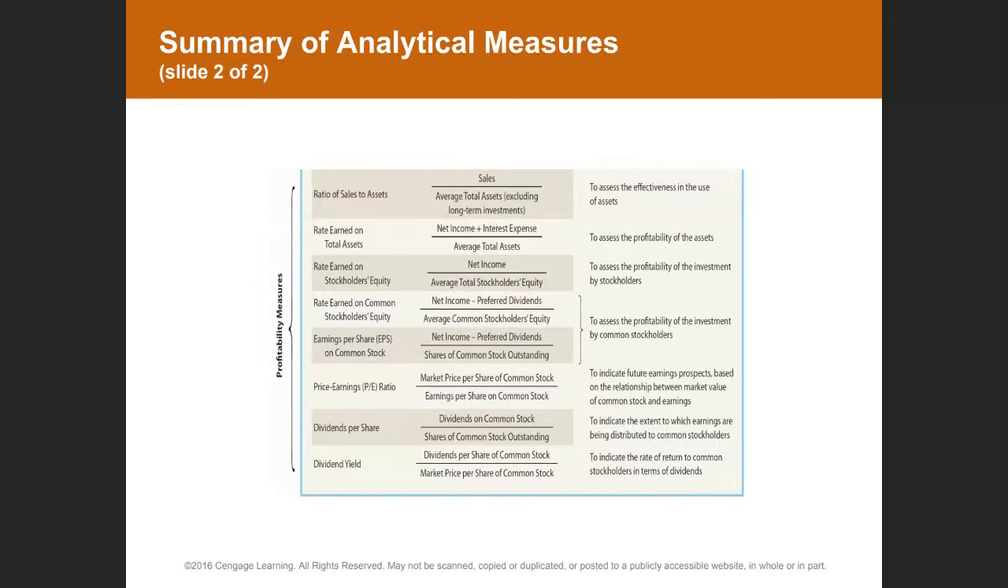And it continues to slide 10. Ratio of sales to assets is your sales divided by average total assets, excluding your long-term investments. The rate earned on total assets is net income plus interest expense divided by average total assets. I'm going to let you read through these, but definitely do, because you will see these again. You're going to need these to do some of your homework problems. So slides 9 and 10.